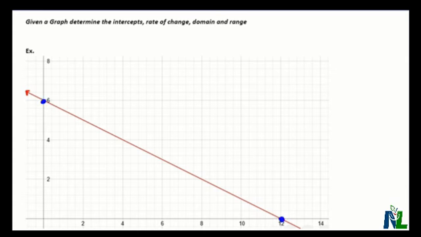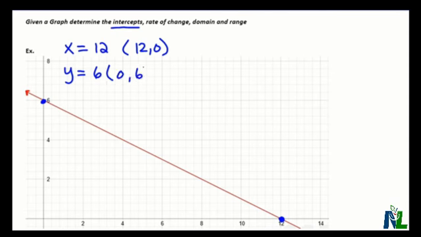So for the intercepts, our horizontal intercept is at 12, or we can write it as a coordinate point, (12, 0). Our y-intercept, our vertical intercept, is at 6, or we would write it as a point, (0, 6). So these would be our intercepts.